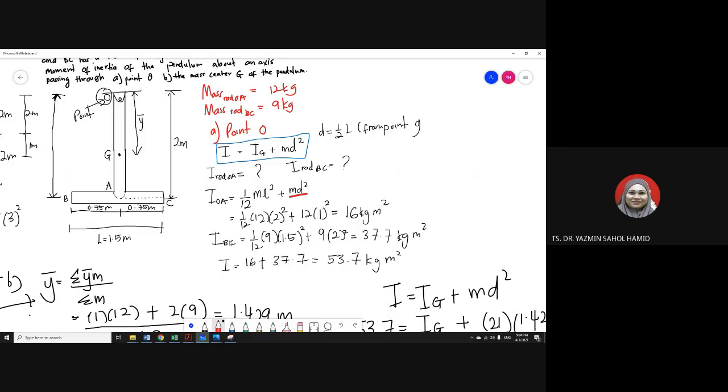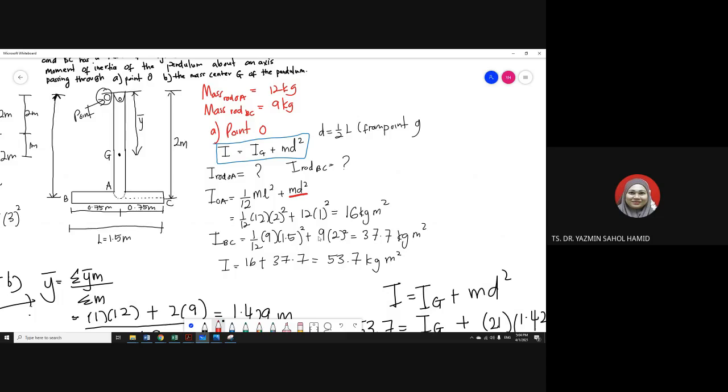Okay, rod BC dia punya mass lain, 9 kilogram. So, tapi formula dia sama sebab dia pun adalah rod. So, 1/12 M kali 9. Okay, now, berapakah length rod BC? BC, length dia. 1.5. Jangan lupa square. Plus mass of rod BC.